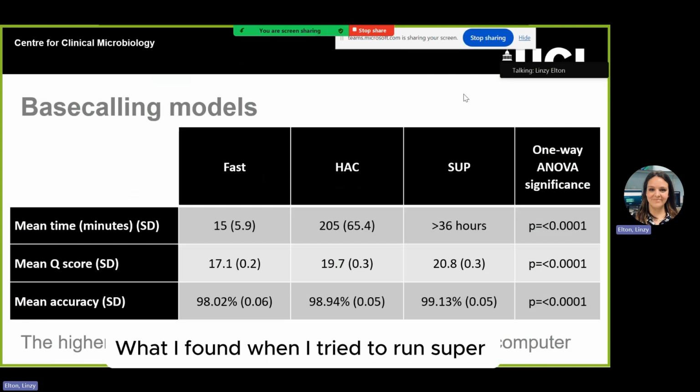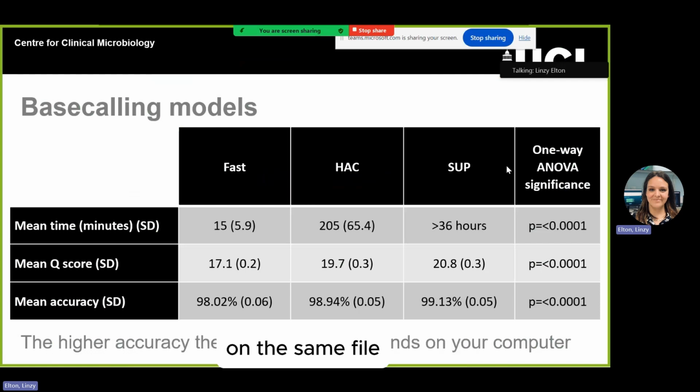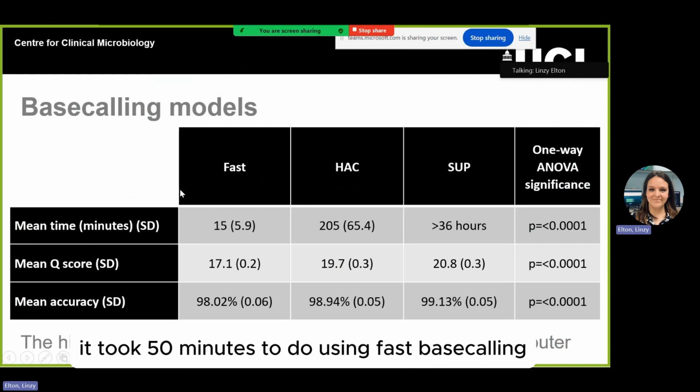What I found when I tried to run super high accuracy on that computer was that you can see here that I've put it took more than 36 hours to run, but actually it took about a week for it to do super high accuracy Basecalling on the same file. It took 50 minutes to do using fast Basecalling.